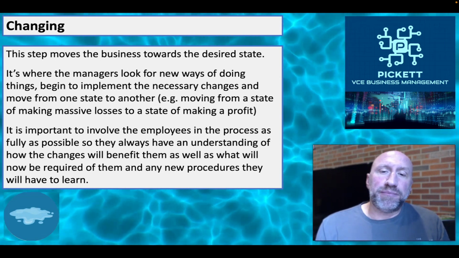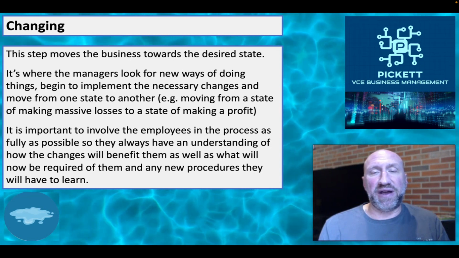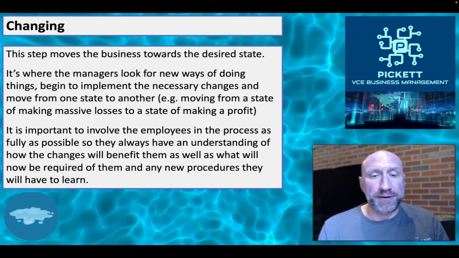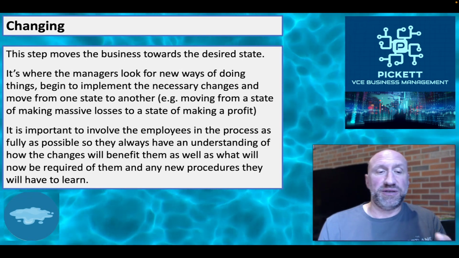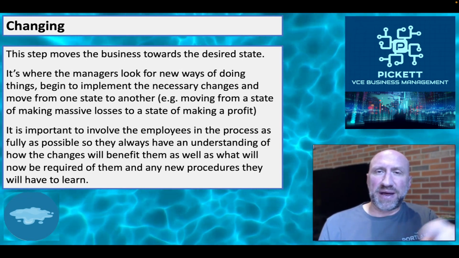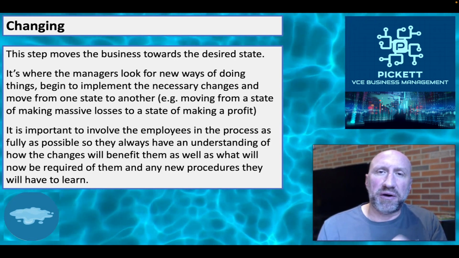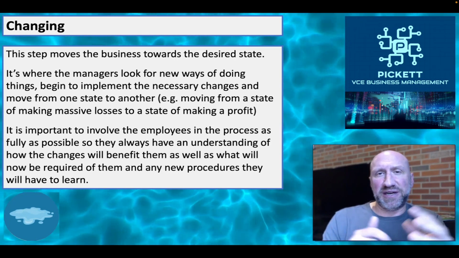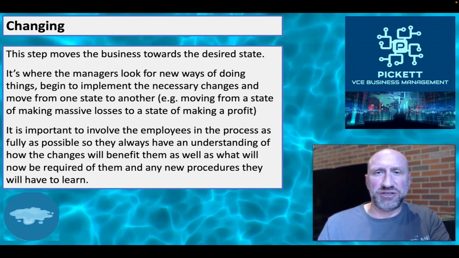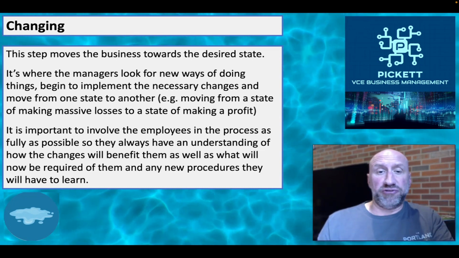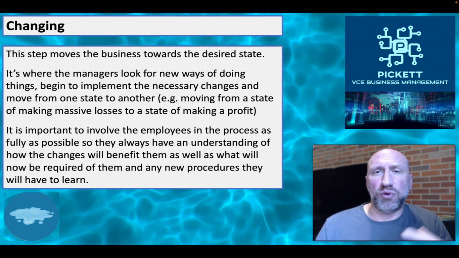Important to involve the employees in the process as fully as possible, so they've always got an understanding of how the changes are going to benefit them, as well as what will now be required of them and any new procedures that they will have to learn. If you think about this stuff as well, think back to the very last key knowledge dot points 5 and 6, where we're looking at high and low risk strategies. There's definitely crossover here. A lot of the stuff I'm saying here really closely links into those low risk strategies, making sure that everybody understands, providing support, all this sort of stuff.